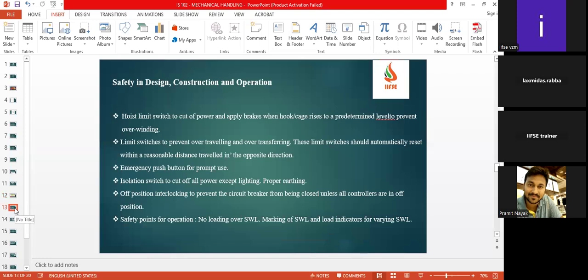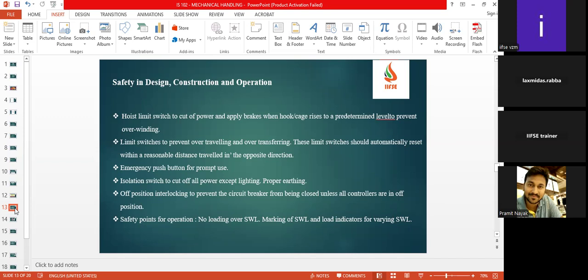Now we'll see some of the points with respect to design, construction and operation of this lifting equipment. Basically, the hoist limit switch cuts off the power and also applies brakes when the hook cage rises to the predetermined level, to prevent overwinding. So what kind of control is it? Engineering control: hoist limit switches. So these are the engineering controls.